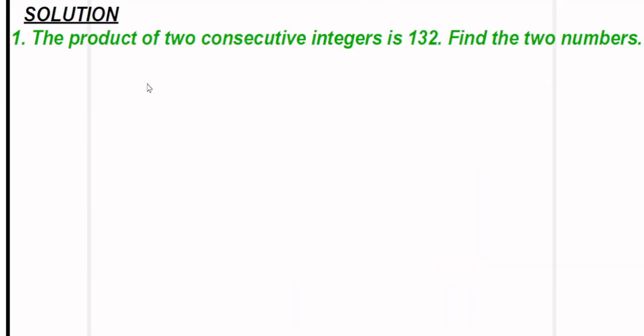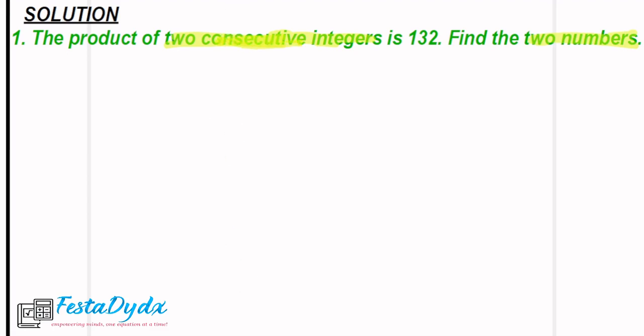For number 1, we have the product of two consecutive integers is 132. Find the two numbers. So here we are looking for the two numbers. When we talk about consecutive integers, we're talking about integers that follow each other, one at a time. That means one after another. So if we're talking about 1, the next number after 1 should be 2. The next number after 2 should be 3. So these are consecutive numbers.